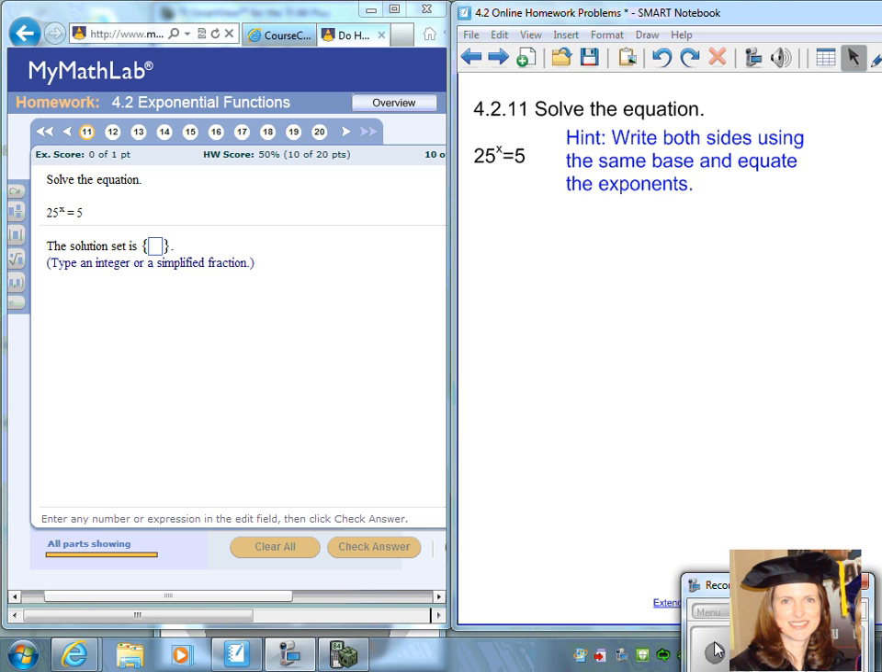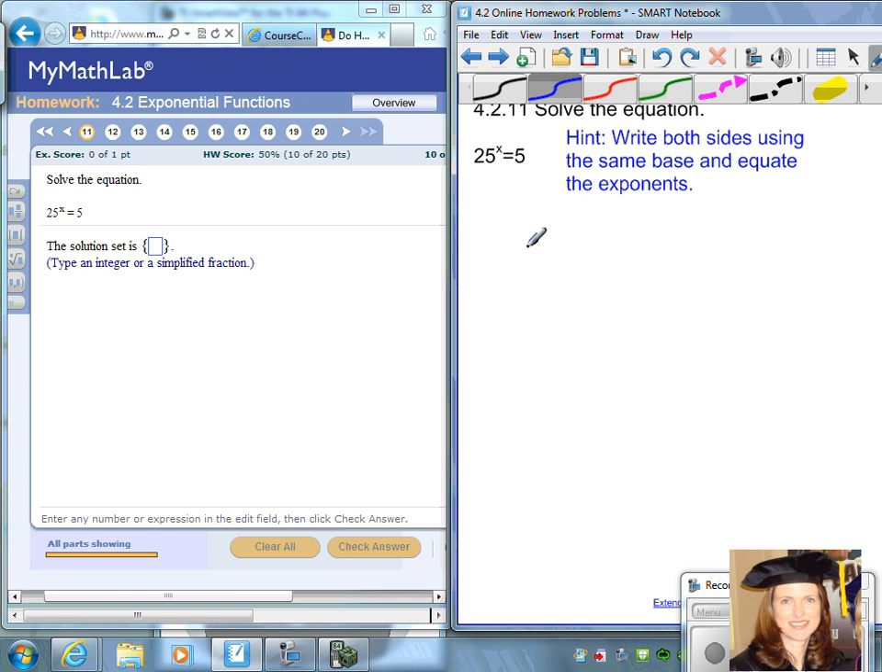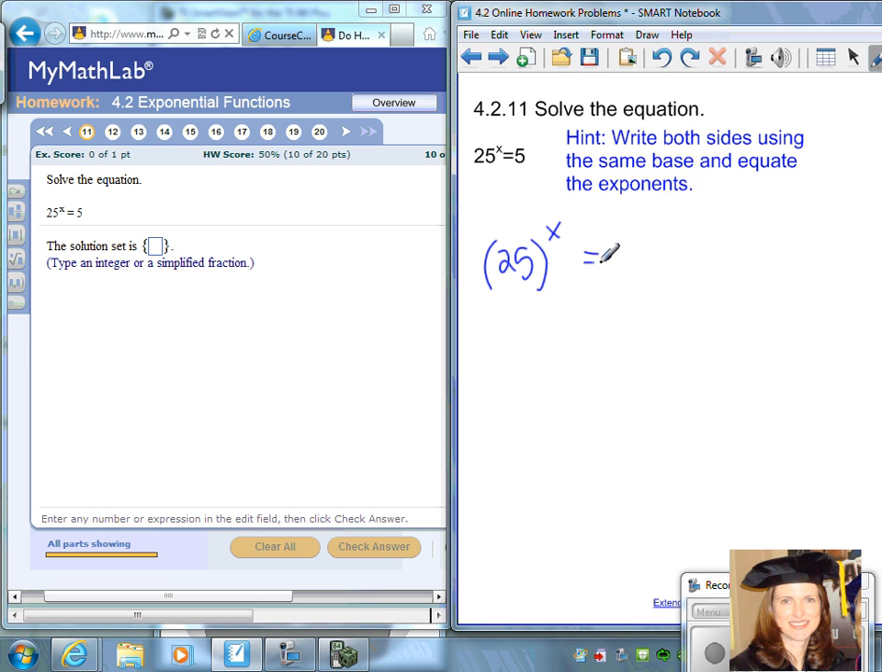The key to solving exponential equations is to write both sides using the same base and equate the exponents. If you notice for this one, the left side has base 25 and the right side has base 5. If I can write both sides using a common base, then I can equate the exponents. I'm going to write 25 as 5 to the second power, all raised to the x power, equals 5.